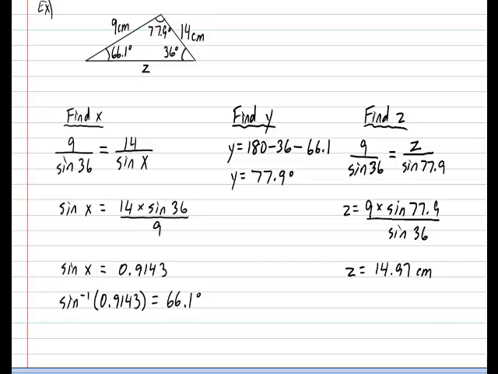Using the sine law is not complicated at all, and once you gain more experience with it, it also goes very quickly, as long as you remember which pieces to put where. And that's all there is to the sine law.